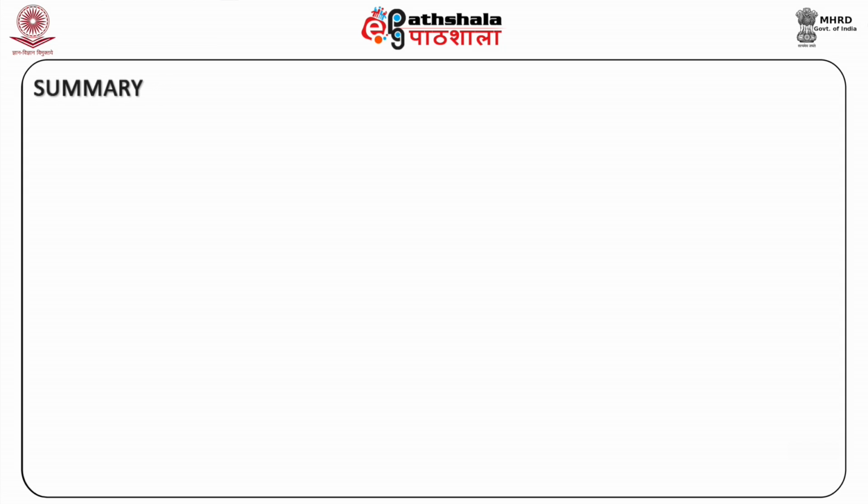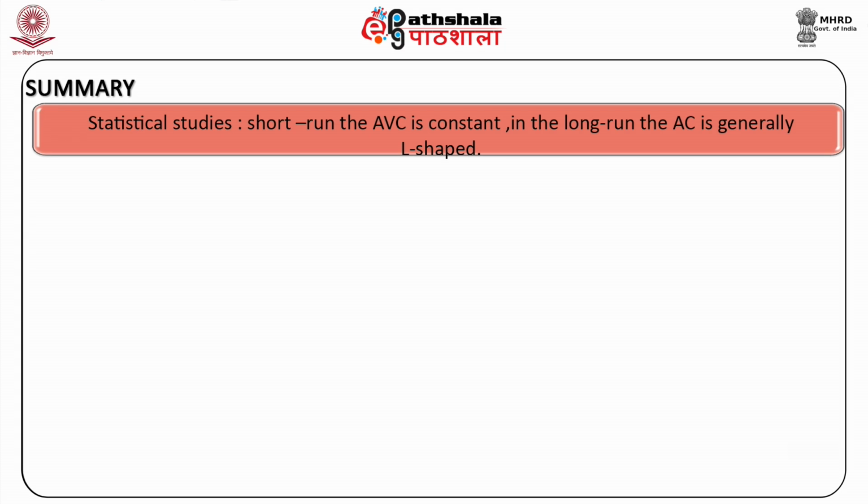Let us now summarize what we have learned in this module. There are several empirical methods of testing the shape of the cost curves. The empirical evidence from most statistical studies is that in the short run the AVC is constant over a considerable range of output, and in the long run the AC is generally L-shaped.